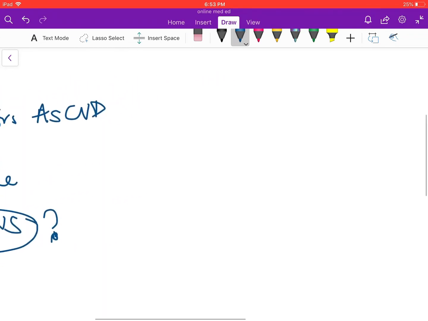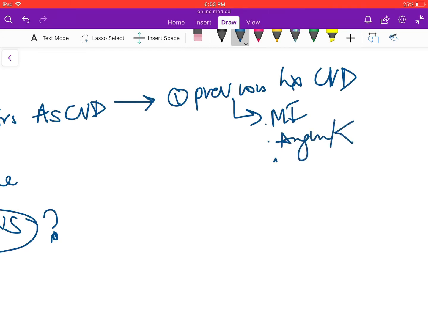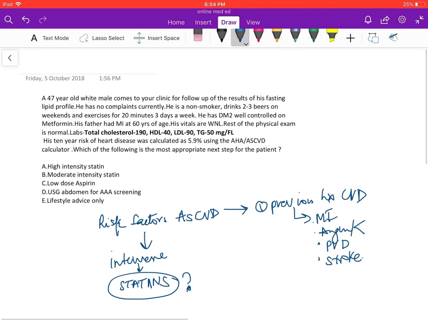So, let me ask you, what do you think is the most important risk factor for CVD? And if you answered a previous history of CVD, you would be absolutely right. Now, what all does that include? That includes any history of MI, any history of angina, whether stable or unstable, any history of peripheral vascular disease, or stroke. Now, our patient does not have that, but let's take a look at what all other risk factors he has.